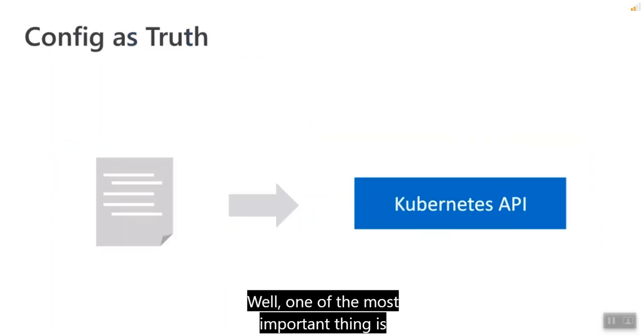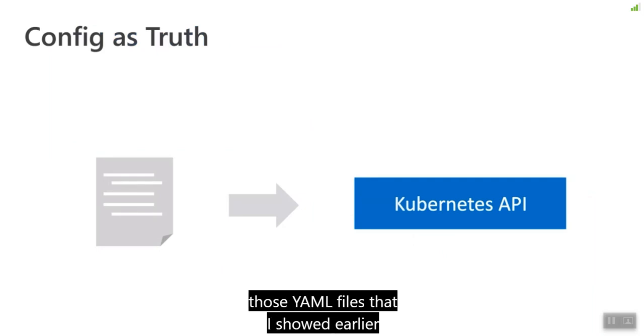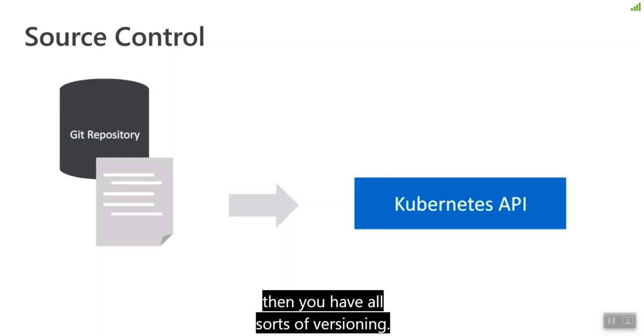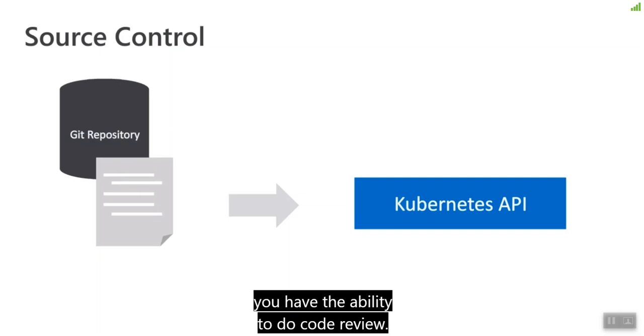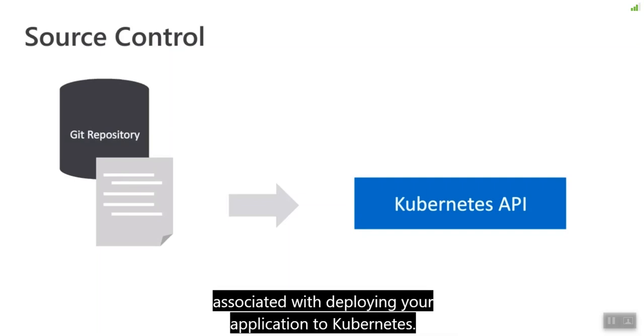Well, one of the most important things is that the Kubernetes API itself is not your source of truth. Instead, you want to really think about the configuration files, those YAML files that I showed earlier, as being the source of truth for your application. And that source of truth should be in source control. If you're in source control, then you have all sorts of versioning. You have the ability to do rollback. You have the ability to do code review. You have all of the processes that we associate with software development associated with deploying your application to Kubernetes.